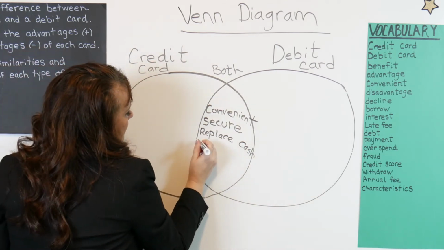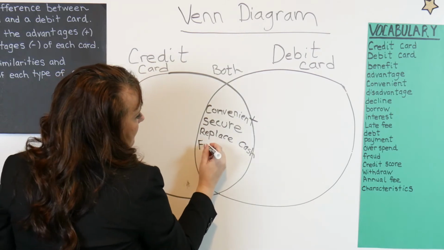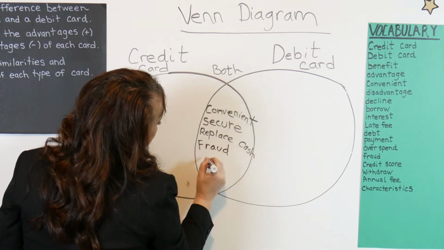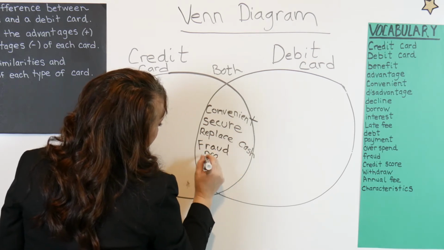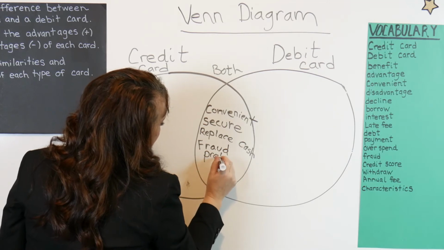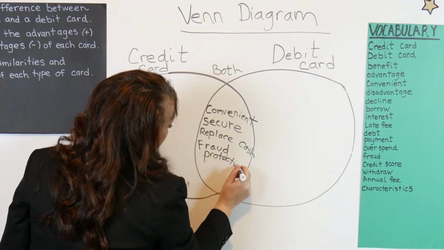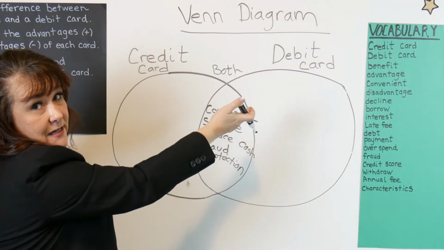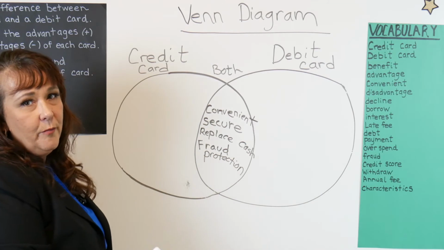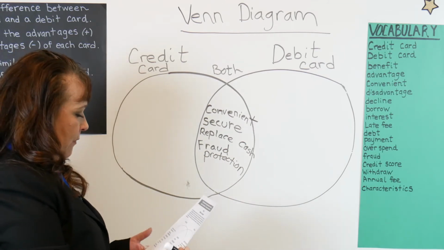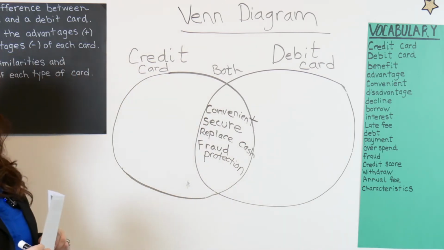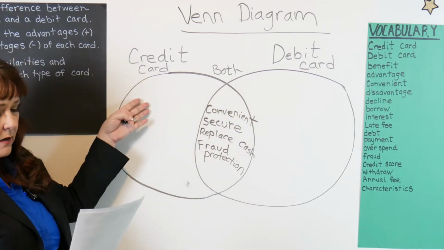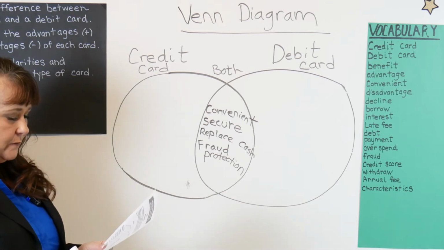And again, you can lose money, but if you lose your debit card or your credit card, you have something called fraud protection. That means if someone tries to use your credit card or your debit card, you can call the company and they will help you get your money back. Now, there are some differences between a debit card and a credit card. Let's look at some of those differences.